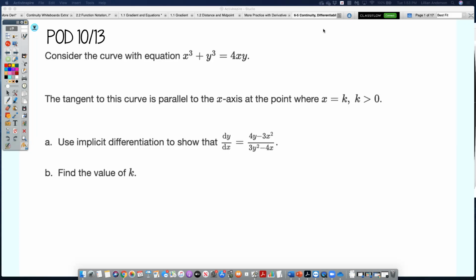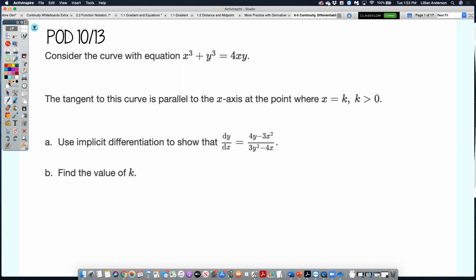Well, we already know that dy/dx means the derivative. And so we're basically finding the derivative of this function. Specifically, it tells us to use implicit differentiation because we have two variables in this problem. We have an x and a y. And remember, when we're doing implicit differentiation, anytime we take the derivative of a y variable, we have to include dy/dx. So to show that dy/dx is that, we have to take the derivative.